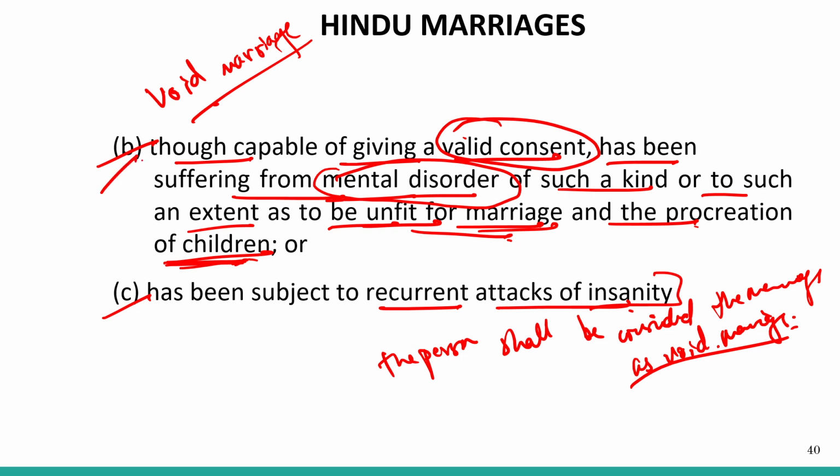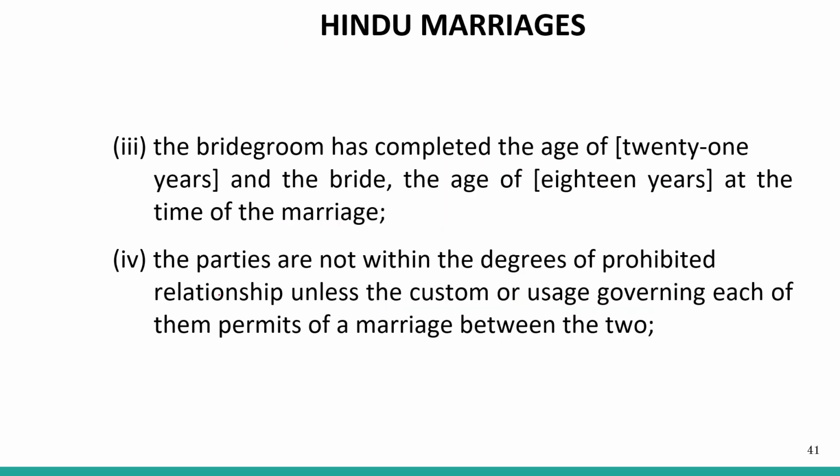In the second instance, if it comes to the knowledge that the person is unfit for marriage because of the procreation of children, then that marriage will be considered a void marriage. Has been subjected to recurring attacks of insanity. If that is also not known, then that marriage will also be considered a void marriage.